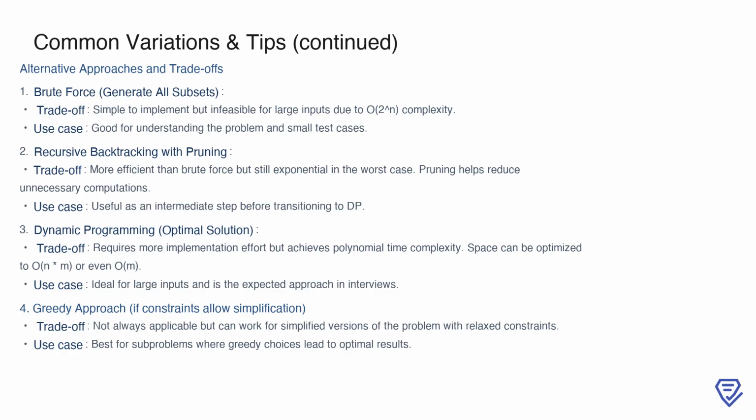Speaking of dynamic programming, this is the optimal approach for large inputs. Though it requires more effort to implement, it achieves polynomial time complexity and can be optimized for space, reducing from n*m to O(m) in some cases. Lastly, a greedy approach may be applicable in simplified versions of the problem where constraints are relaxed. While it doesn't always guarantee optimal results, it can work well for specific subproblems where a greedy strategy leads to correctness. Each of these methods has its place, depending on the problem's constraints and the level of optimization required.